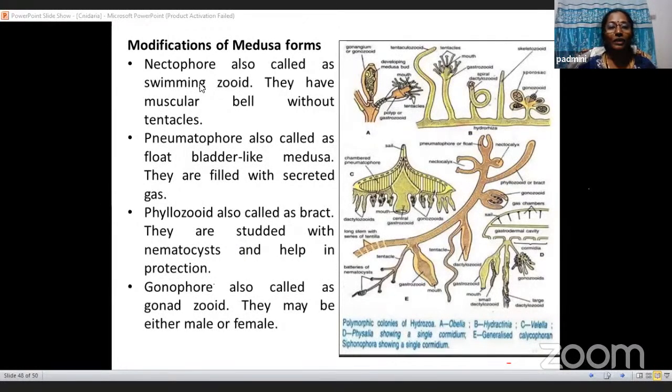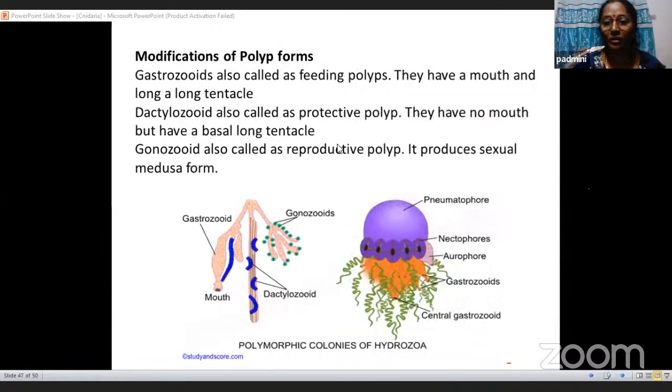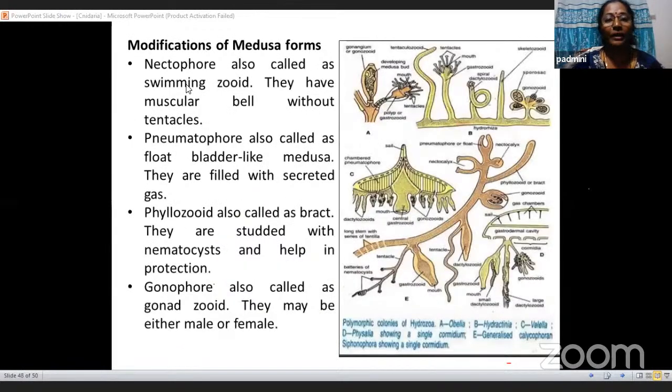Nectophore is also called swimming zooids. So this is a nectophore in the medusa. This is helpful in the swimming of the zooid. They have a muscular bell without tentacles. Pneumatophores, as in the Portuguese man of war, help in floating, a bladder-like medusa.